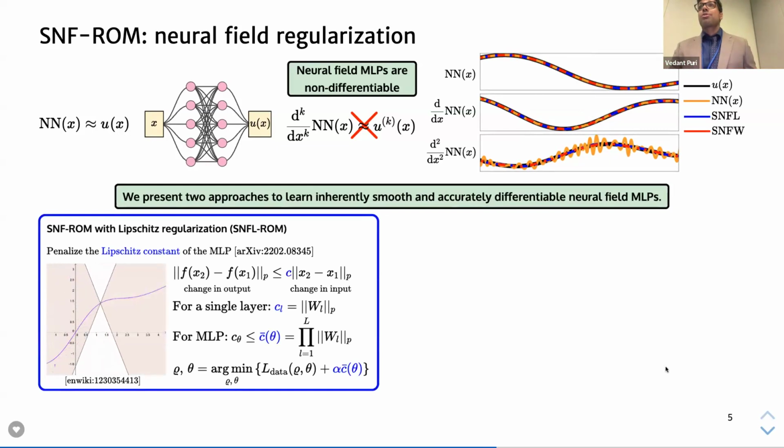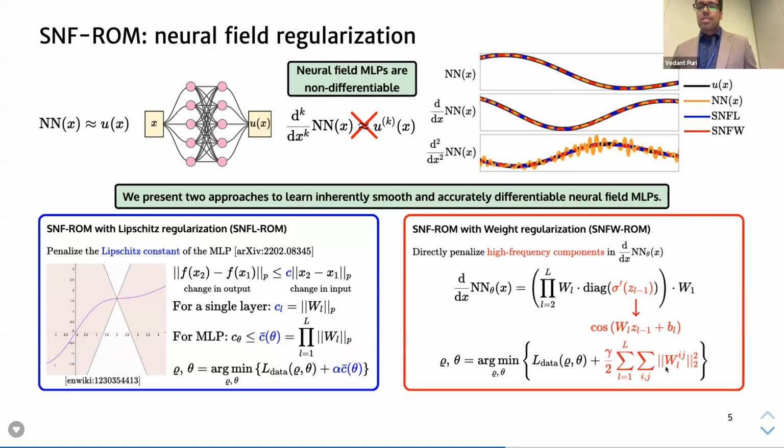The first one is called Lipschitz regularization. Without going into a lot of detail, it penalizes the Lipschitz constant of the neural network. We're able to compute the Lipschitz constant of every layer because it's just a matrix vector product followed by a function application. And if we can compute the Lipschitz constant of every layer, we can multiply all of that up and get an upper bound for the Lipschitz constant of the entire MLP. And that's what we seek to minimize.